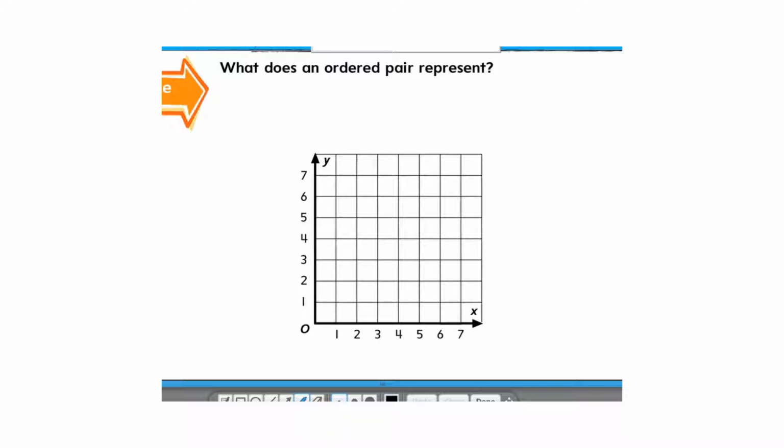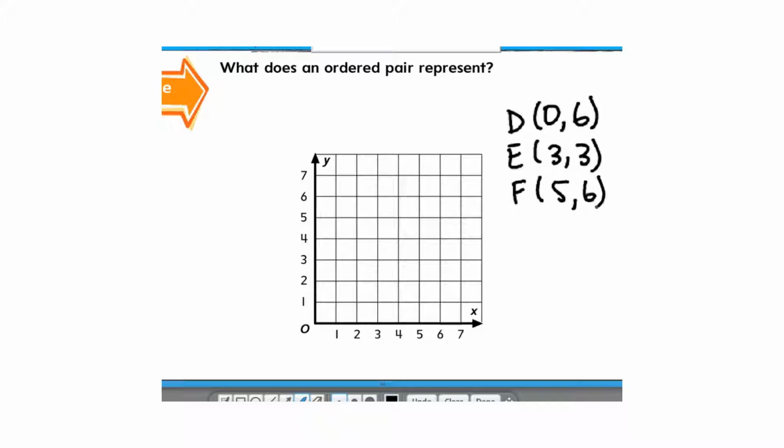All right, let me give you a few more. Let's do D, E, and F. I accidentally hit the clear button. Use the same grid. Okay, that was kind of awesome. Here's D. D would be 0, 6. Ooh, that's tricky. E is 3, 3. F is 5, 6. I'm going to replot the 3 that I just erased so that you can see them.